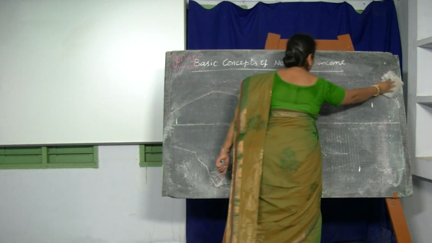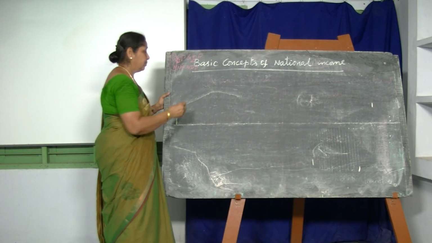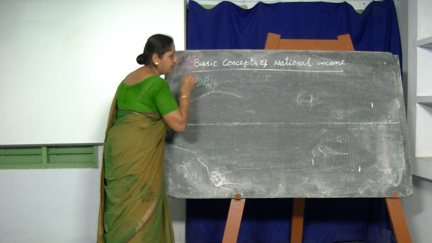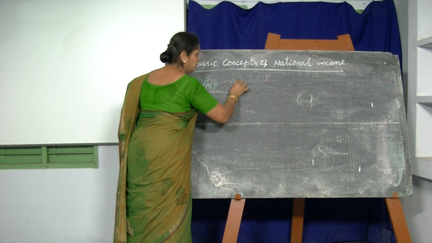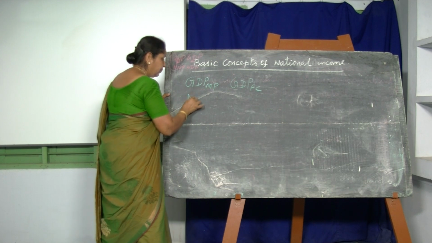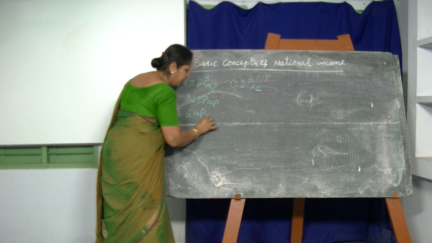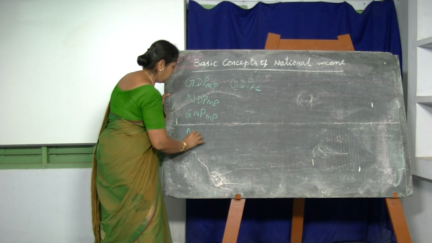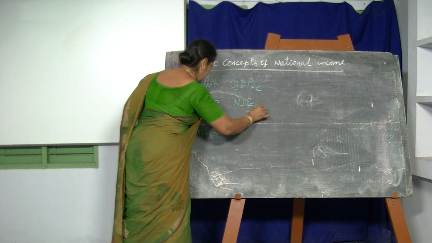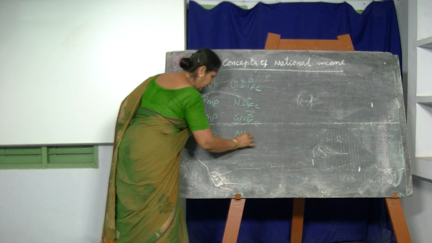this GDP or NDP or GNP or NNP, that is measured in market price. And we have another branches in this, that is GDP at factor cost. Same way, NDP is measured at market price, GNP is measured at market price, and NNP is measured at market price. Same way, NDP at factor cost, GNP at factor cost, and NNP at factor cost.